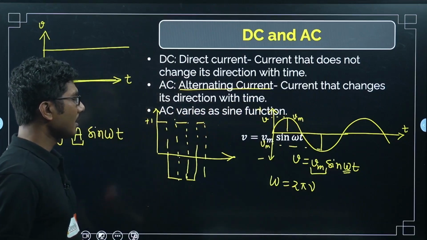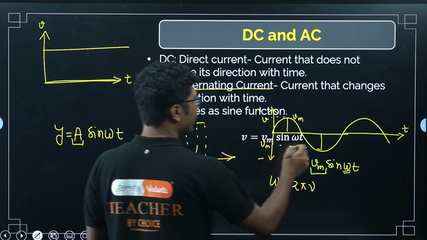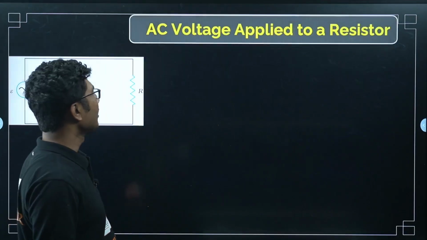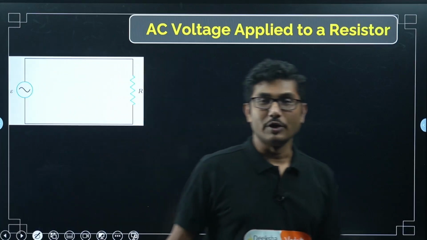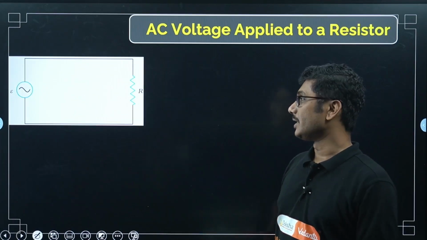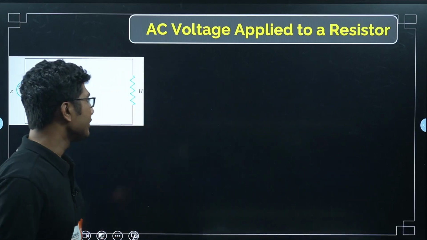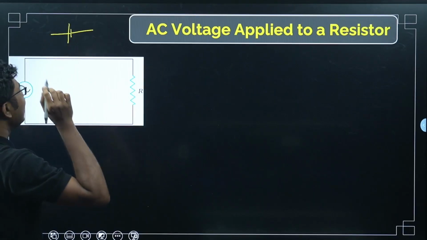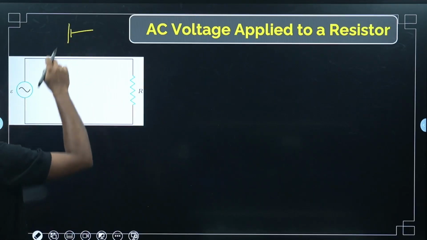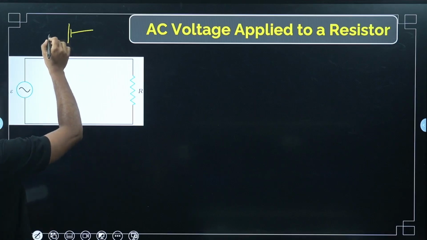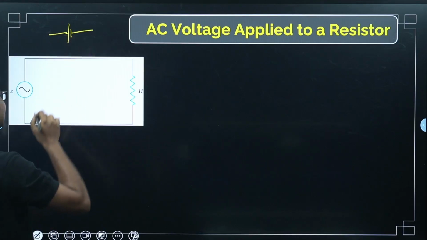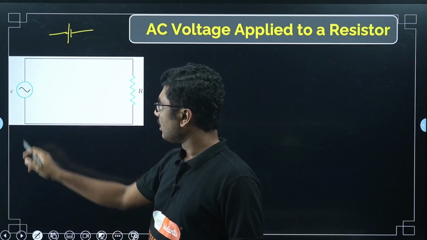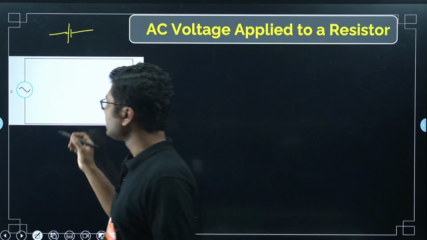Now let's move on. As I said, V equals Vm sine omega t is the representation of the function. Now let us consider AC voltage applied to a resistor. In case of normal DC voltage, if you remember, we used this symbol for a battery or a cell. So this is a source of DC. Now in case of AC, we cannot use this symbol. So what symbol do we use? We use this kind of symbol. This is the symbol for an AC source.